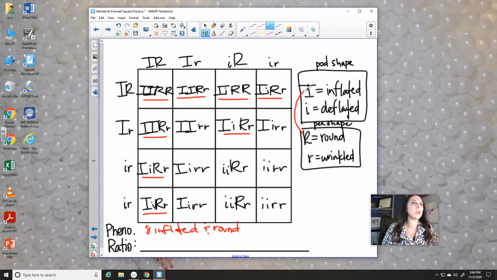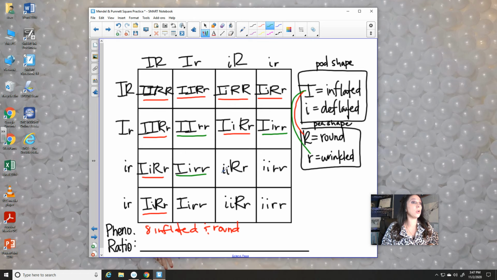Next, we're going to use a different color. We want to find the ones that are inflated and wrinkled. So this means you have to have at least one big I, but both of the R's have to be little. Now the ones that we've marked already we can't go back to. They've already been marked and identified. So we only want to focus on these unmarked boxes. So yes, this is going to be inflated and wrinkled because the two R's are little. Same with this one, at least one big I, and both of the R's are little.